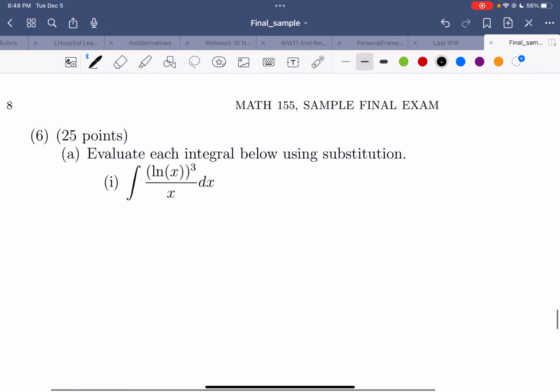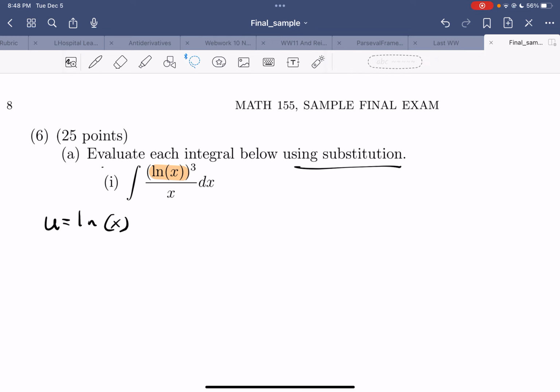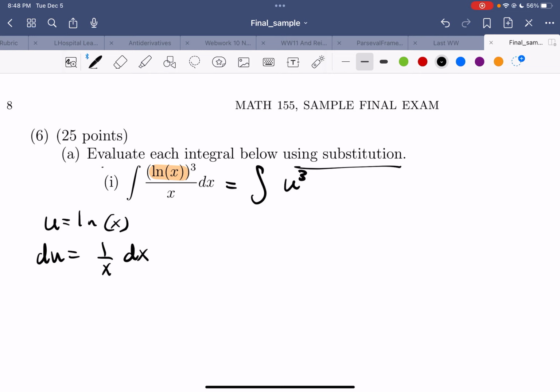All right. So we need to evaluate each integral using substitution. Oh, they just straight up tell you. All right. Do you see a function inside a function? Yeah, you do. It's right there. It's natural log of x. Okay, that inside function is typically u. Okay, not always, but typically. So we're going to guess this. All right. Now we take a derivative. du is 1 over x dx. And now we're going to start substituting. So the thing in orange, that's u. And that thing gets cubed.